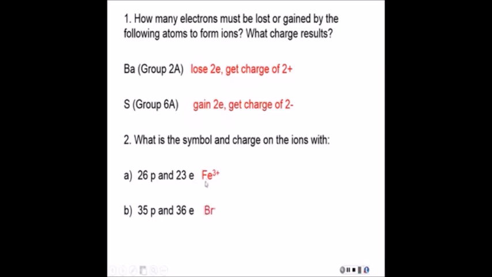And the next one would be Br- or bromide. 35 protons gives us the symbol Br. We have 1 more electron than the protons. It's going to give us a -1 charge.